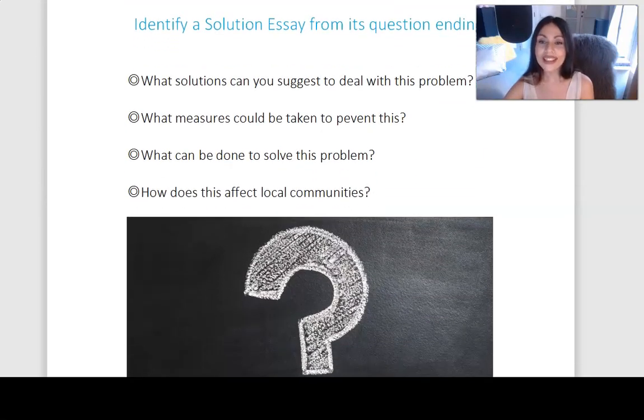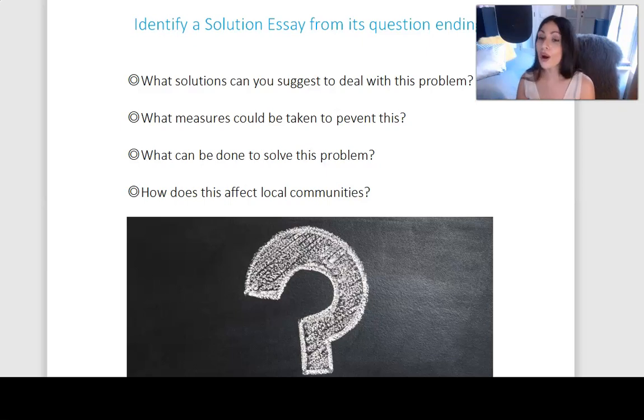Well, you can always identify a solution essay from its question ending. That is how you know what type of essay you're dealing with. Okay, so you might be asked any one of these different types of question endings, and this is how you recognize that it's a solution essay. The first question, I think, is pretty obvious. It's pretty indicative of a solution essay because it contains the word solutions. What solutions can you suggest to deal with this problem?